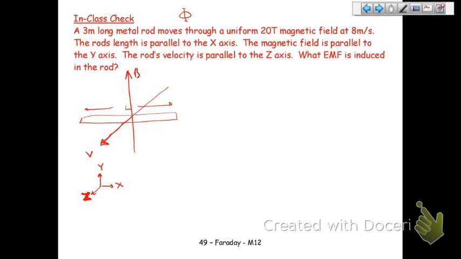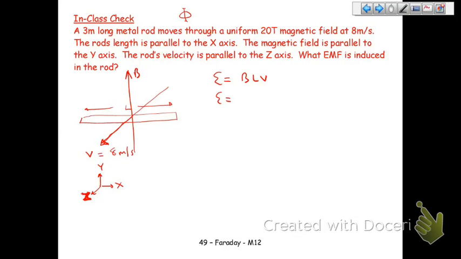So anyway, a 3 meter long metal rod moves through a uniform 20 Tesla magnetic field at 8 meters per second. So the velocity equals 8 meters per second. There's the orientations. What is the EMF induced in the rod? So we said EMF is equal to BLV, and that's what I remember. I suppose let's just do it, and then I'll talk about that.